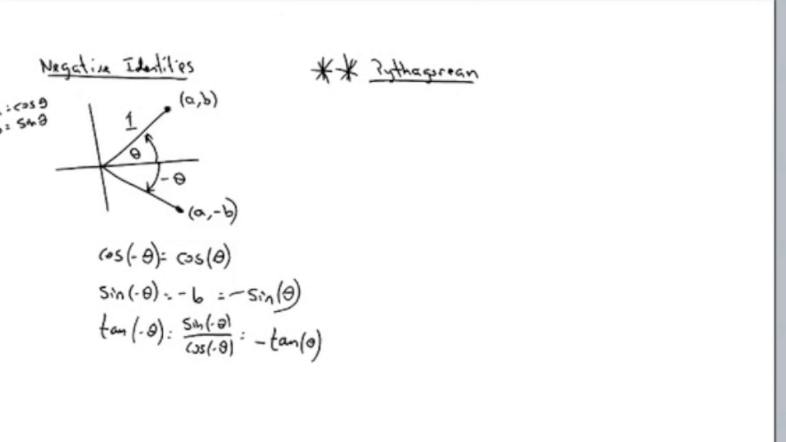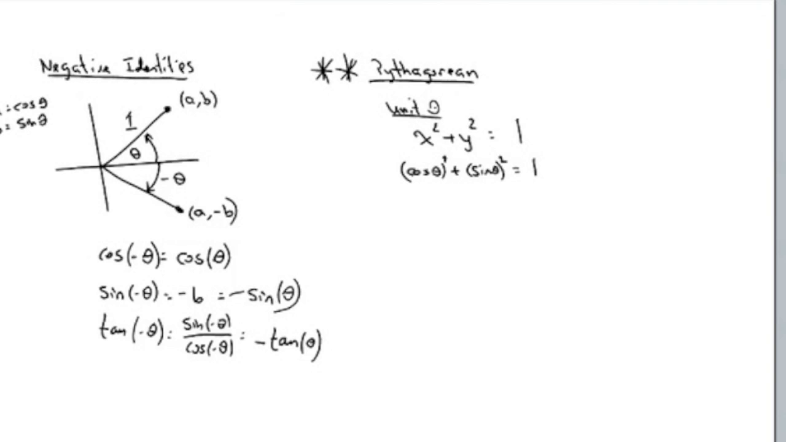The Pythagorean identity comes from the unit circle. So on a unit circle, the equation is x squared plus y squared is equal to 1. What does x represent in a unit circle? Cosine theta. So this would be cosine theta squared, and y is sine theta, and we're going to square it, and it's going to equal 1.